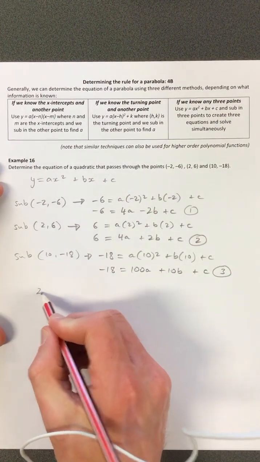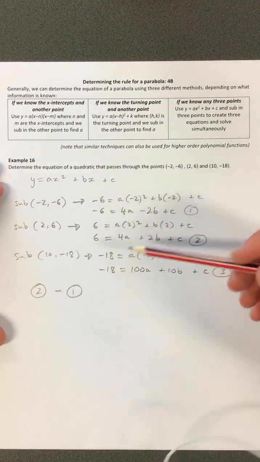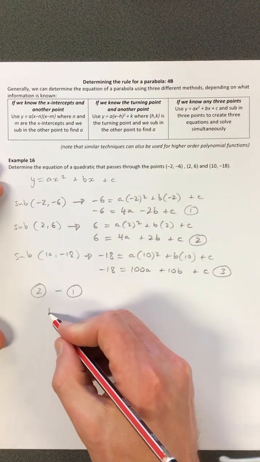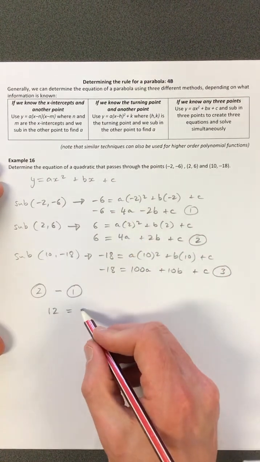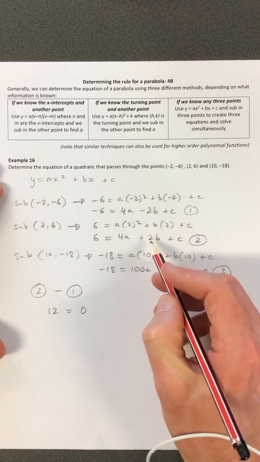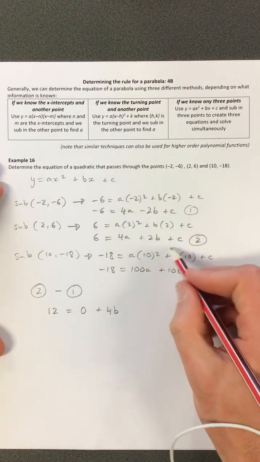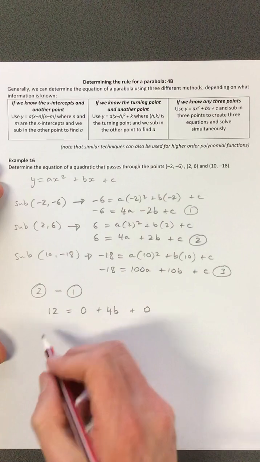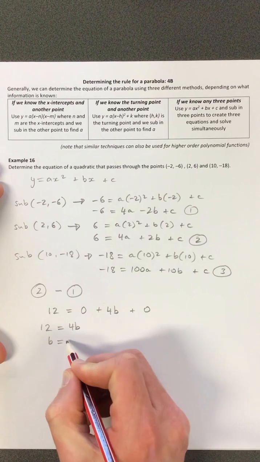So let's do equation 2 take away equation 1, and we'll do this really carefully. Reading from left to right, we have 6 take away -6, which becomes 6 plus 6. We then have 4a take away 4a, that's 0. We have positive 2b take away negative 2b, which is really 2b plus 2b, so plus 4b, and then c take away c gives us 0. So we've eliminated both A and C to be left with 12 equals 4b, and therefore b is equal to 3.